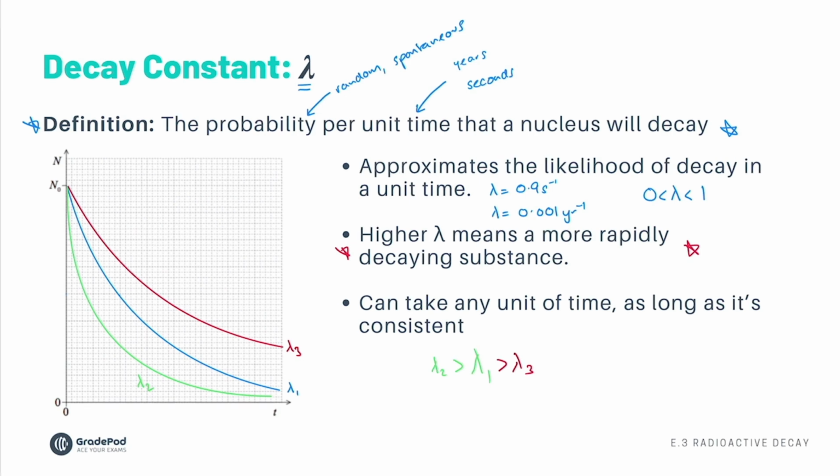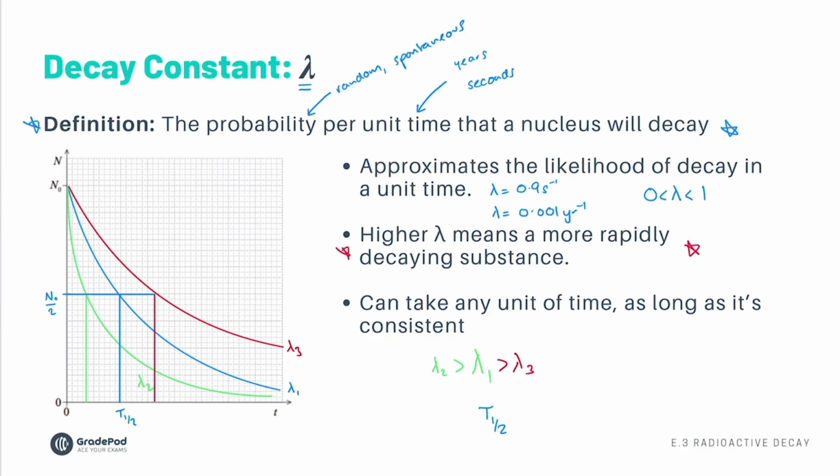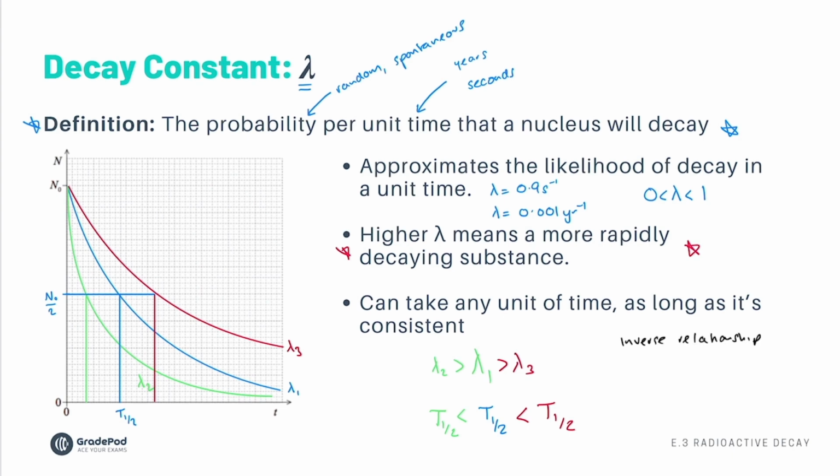And for me, it looks like there's a relationship here between the decay constant and the half-life. The half-life is the time taken for the number of undecayed nuclei to halve, or the average time. How long does it take each of these decay curves to get to a half? If we use the blue half-life as a reference, it's really easy to see that the blue half-life is greater than the green half-life, and it's less than the red half-life. This tells us that there's an inverse relationship between the decay constant and the half-life.